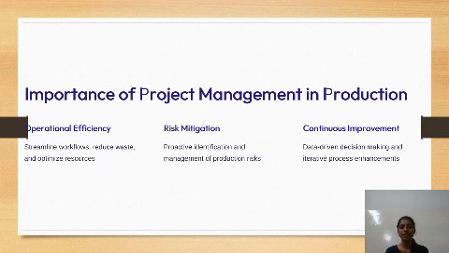Importance of project management in production: operational efficiency, risk mitigation, and continuous improvement. Operational efficiency means streamline workflows, reduce waste, and optimize resources. Risk mitigation includes proactive identification and management of production risks. The third one is continuous improvement, data-driven decision making, and iterative process enhancement.